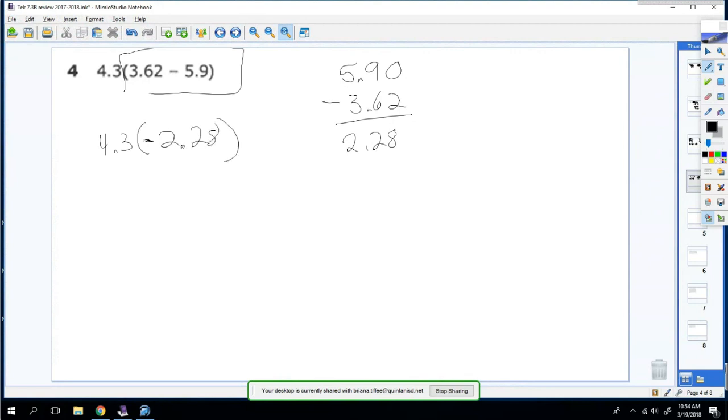So now all we have to do is 2.28 times 4.3. So when you multiply that out, you get 9.804. But since that was a positive times a negative, that'd be a negative 9.804. All right, number 5.